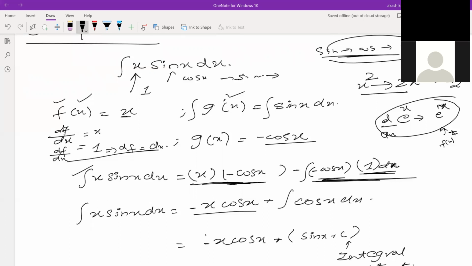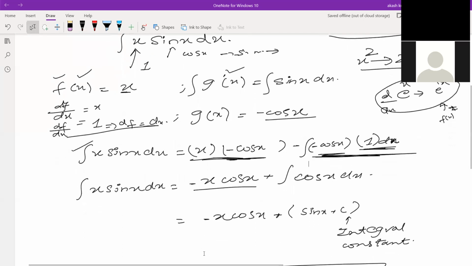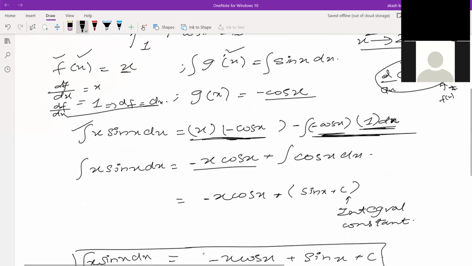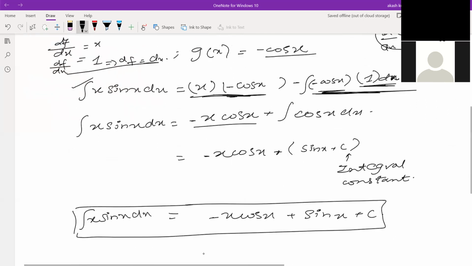Okay, and then minus minus becomes plus, and the integral of cos x dx, and we know the integral of cos x is sin x plus constant of integration. So this is the answer. C. Is it? Yeah, is it clear now? Yeah, now it's clear.